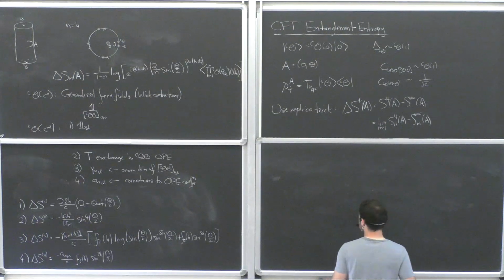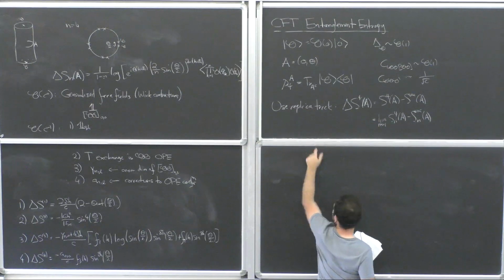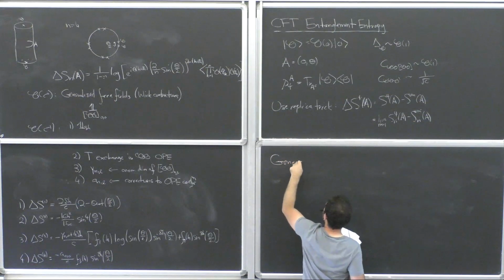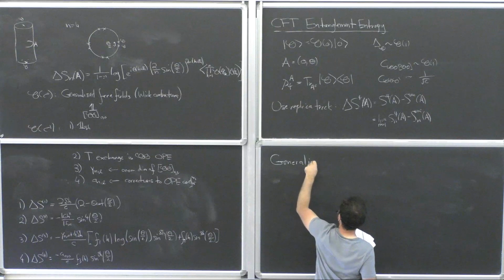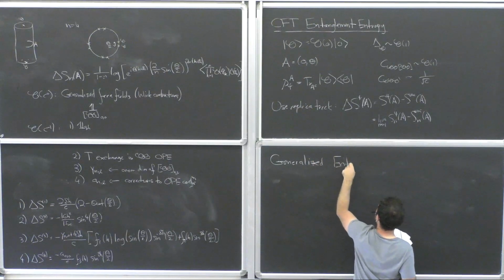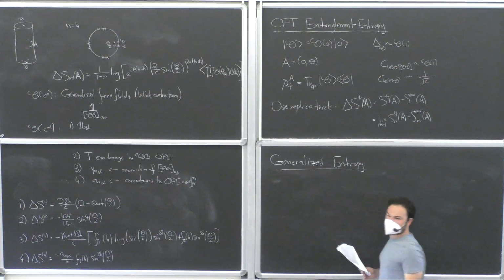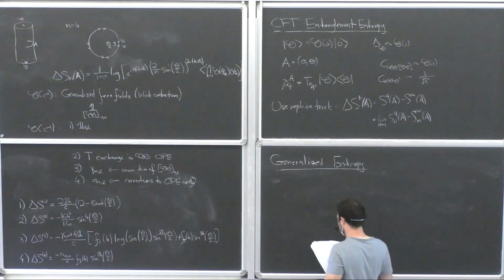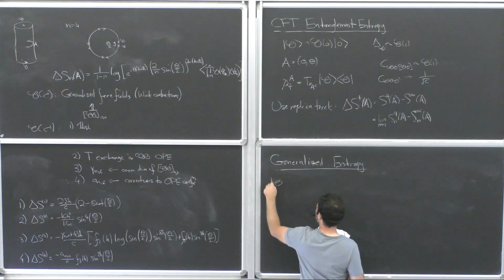Okay, good. So now let's talk about the generalized entropy, which is the interesting part of the story, because I think it's the most confusing part. And I think there are a lot of subtleties in how you actually compute this, and that's sort of the whole point of this program.